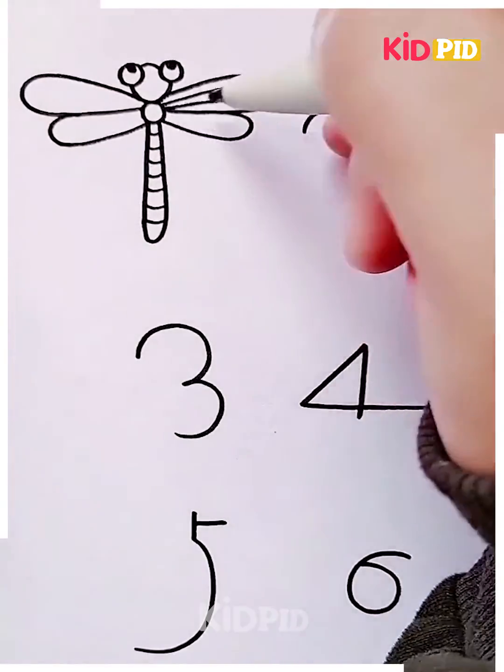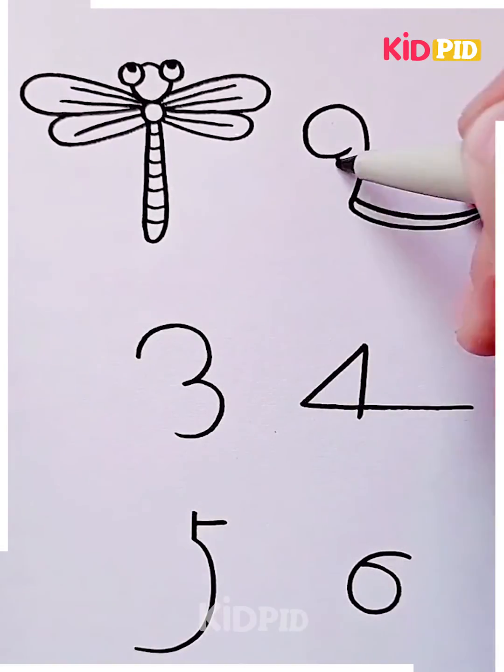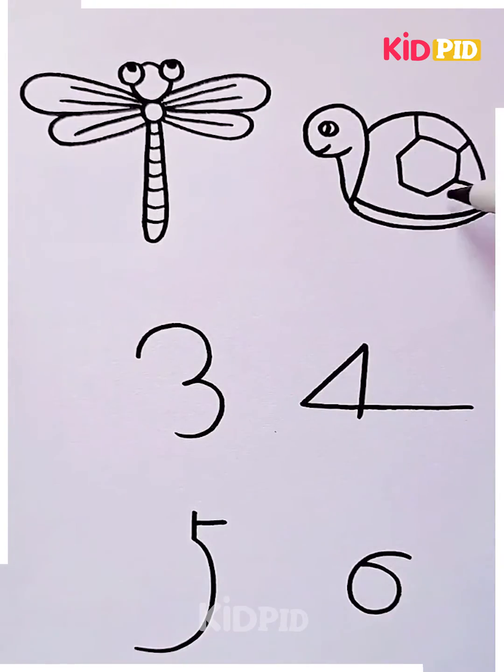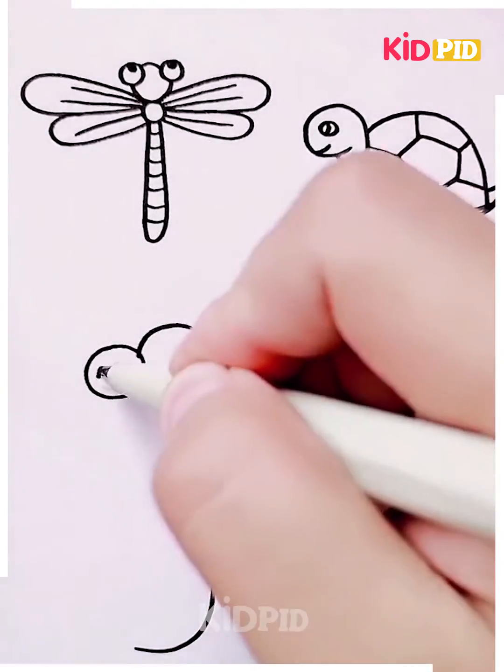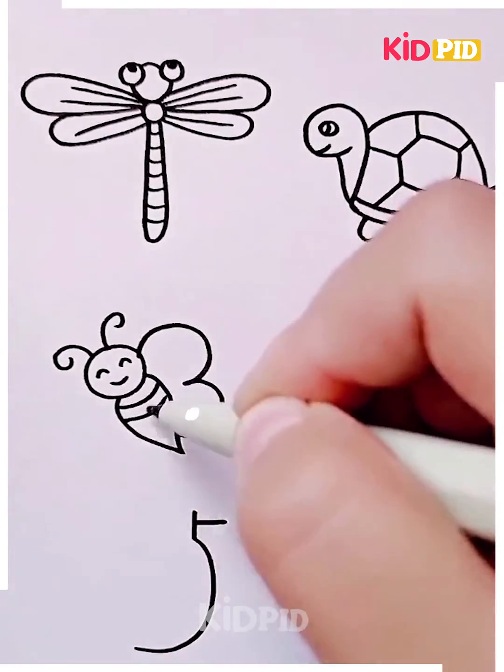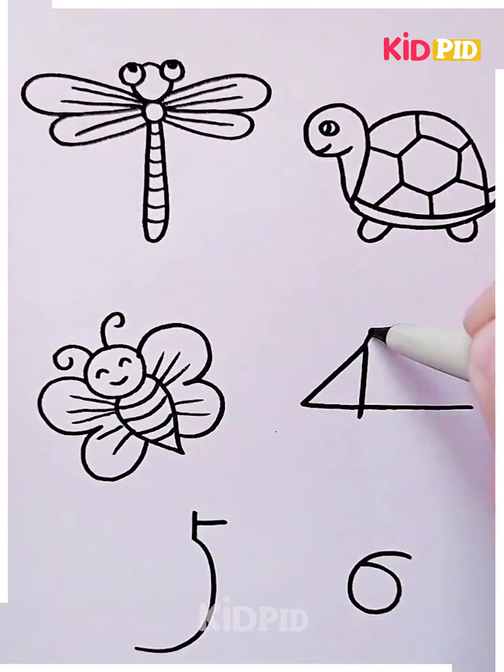First we're gonna make a bee and then we're gonna make a tortoise. Third number we are going to make a butterfly. After it is done, we're gonna move towards the fourth, which is a beautiful mouse.